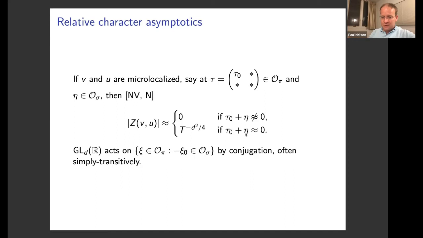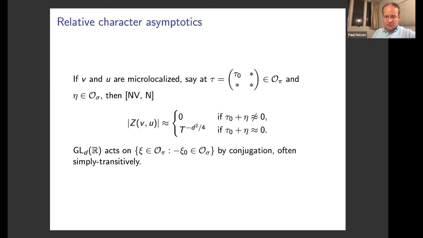for instance, that tau 0 plus eta is equal to 0. That algebraic condition is kind of obviously now relevant for this analysis. So in other words, since eta is just an arbitrary element of the coadjoint orbit of sigma, the condition says that tau 0 should have its negative lying in that coadjoint orbit. So suggest looking at this set here.